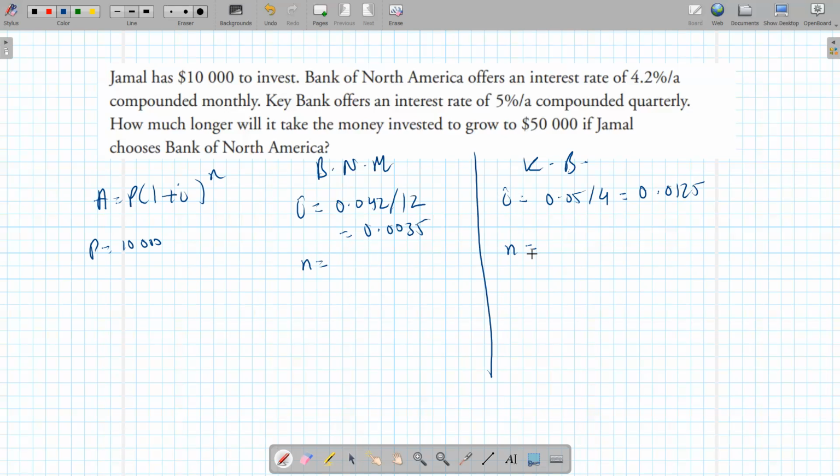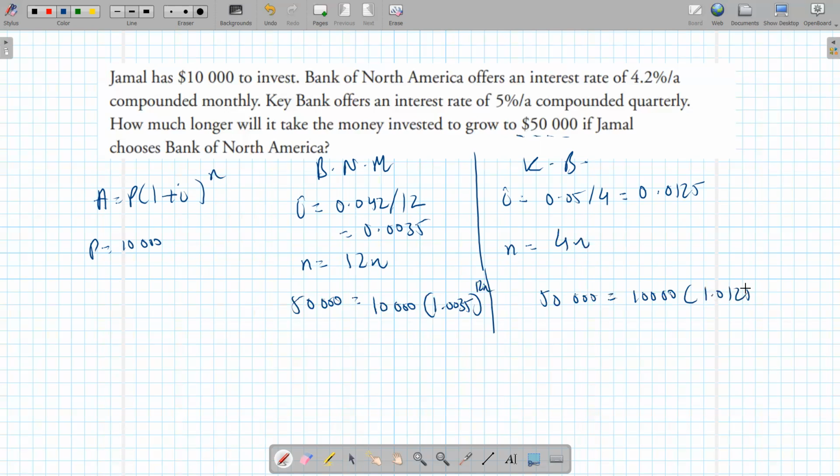What's the n for B&M? That's the unknown. The unknown, yes, but n is 12n, okay? What about Key Bank, what's n? 4n. Right, 4n. Now let's set this up. So A, how much do we need it to grow to? 50,000. So 50,000 equals P, which is 10,000, the initial amount, times 1.0035 to the power of 12n for the first one, right? Similarly, we do the same thing to find the n for the other one: 10,000 times 1.0125 to the power of 4n, okay?